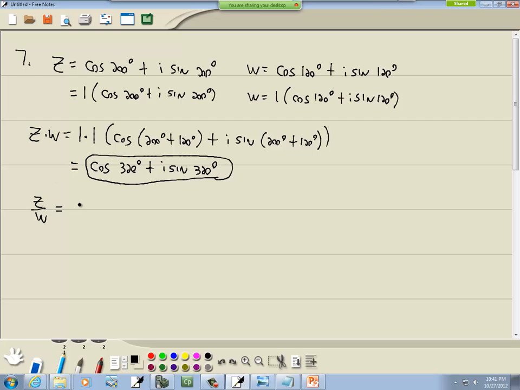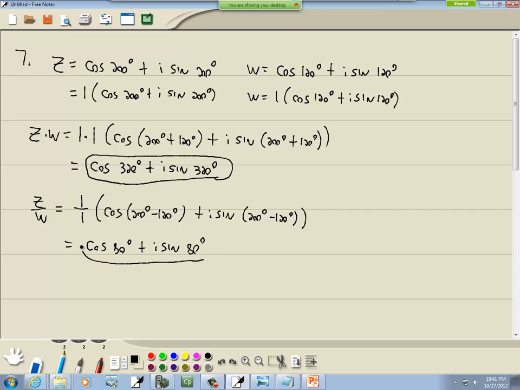Okay, now our division. We divide our r's, so we take 1 divided by 1, kind of boring. And then we subtract our angles. So we've got cosine of 200 degrees minus 120 degrees, plus i sine of 200 degrees minus 120 degrees. 1 divided by 1 is 1, that goes away. So we've got cosine, 200 minus 120 is 80, so cosine 80 degrees plus i sine of 80 degrees. And those are our answers.